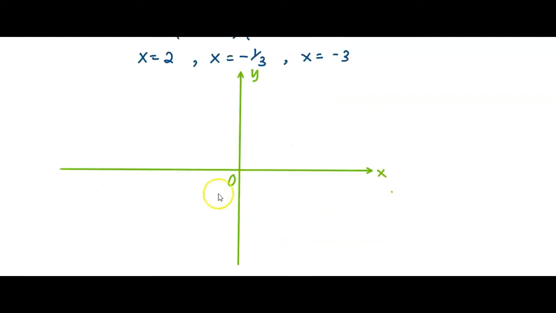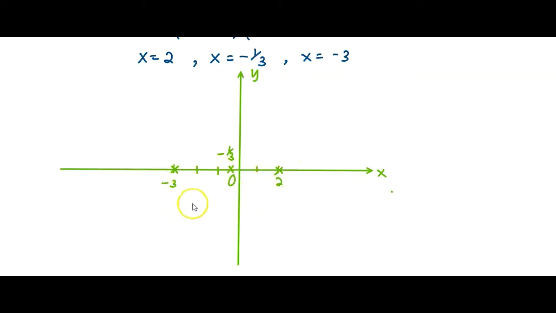So now you can start to plot these three values on your graph. Get ready your x-axis, and then you plot x equals 2. This is 2. Plot the point. And x equals negative 1 over 3. This is negative 1, negative 1 over 3 will be roughly here. And x equals negative 3. This will be negative 1, negative 2, negative 3. Meaning that your graph will pass through these three points.